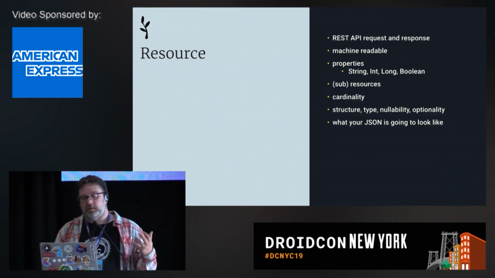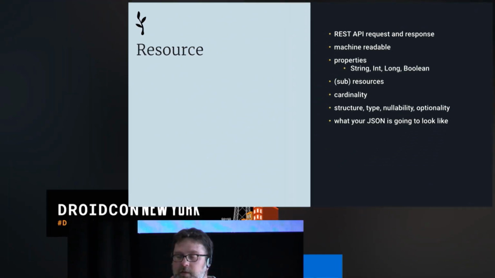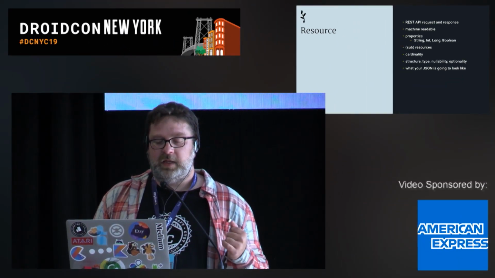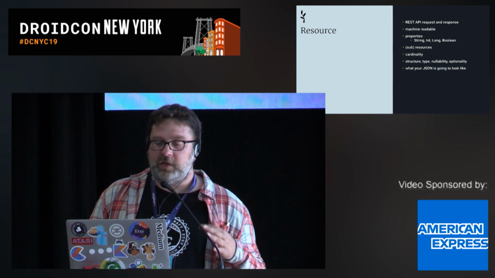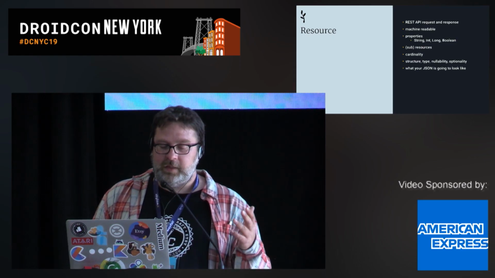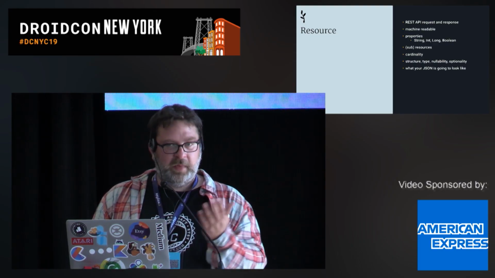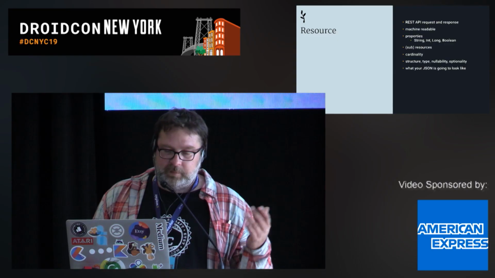So I go over this a lot because the resource is what we're using to build our contract. These are the terms we're agreeing upon between our native apps and our APIs. So it's the request and the response, it's machine readable, it has properties, like a string, int, long, or boolean. These are often called scalar types. It has sub-resources, it has cardinality, and it has the structure, type, nullability, optionality. It's basically what your JSON would look like. And cardinality is just the number of elements in a set or other groupings, so you could have 0 or 1, 1 or many, 0 or 1 or none, stuff like that.